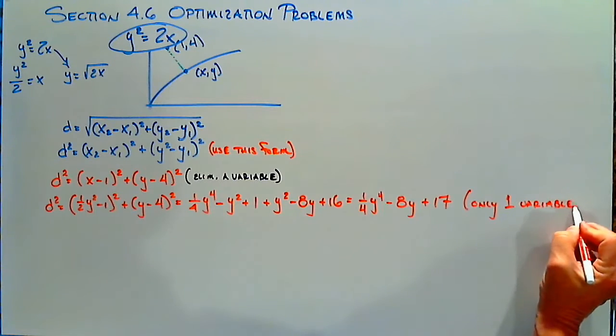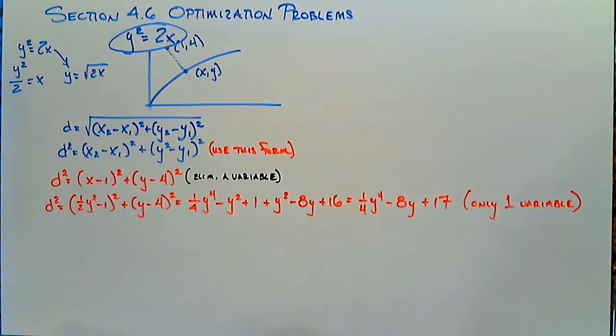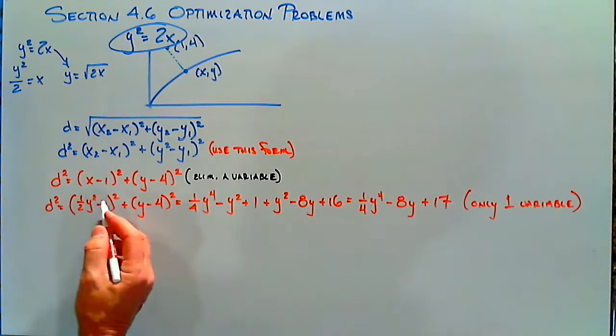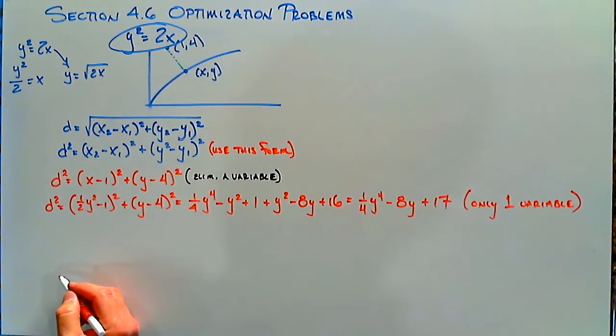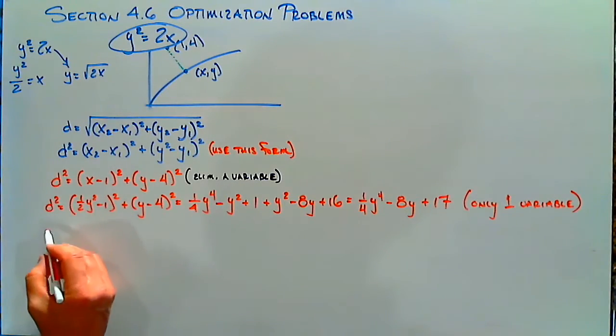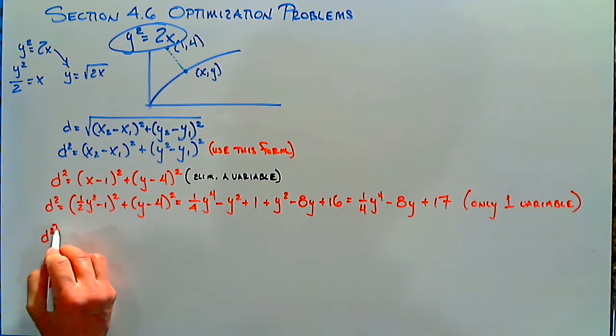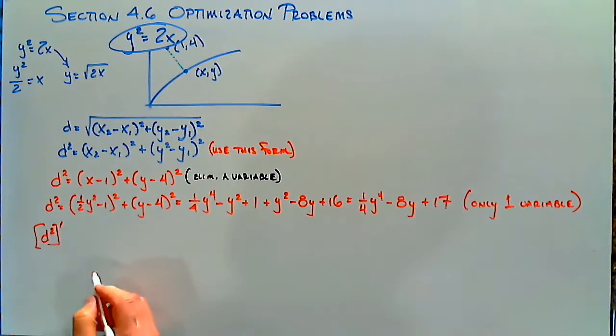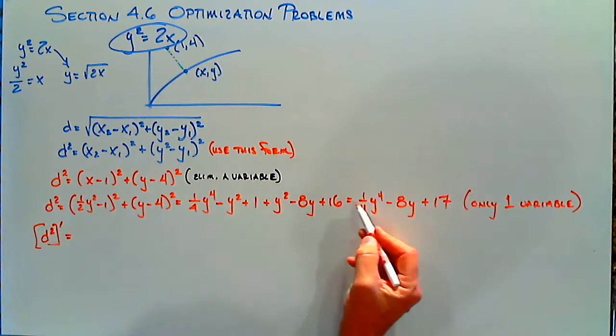If we take a look at this, we only have one variable. So what are we going to do? Well, when we have one variable, we're going to take the derivative, set it equal to 0, and hope something good happens. So what does it look like when we take the derivative here? Well, we're going to get the derivative of d squared, whatever that is. And when we do that, we're going to take the derivative of this.